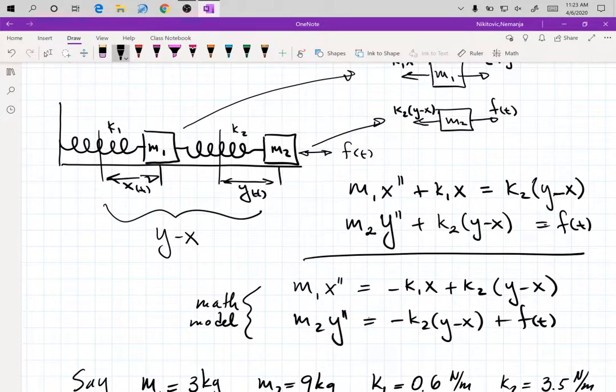You have seen your good old, again, no c term because I didn't put any dash pots in. This is the cheapest possible case. So we have our second derivative and our original function, and x prime and y prime are missing because no c, right? And there you go.